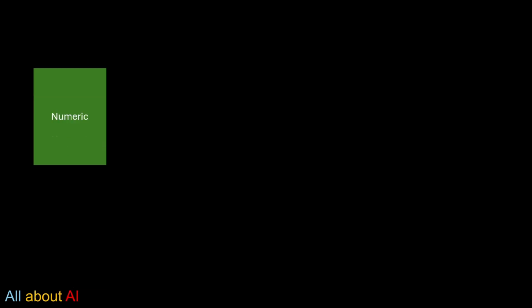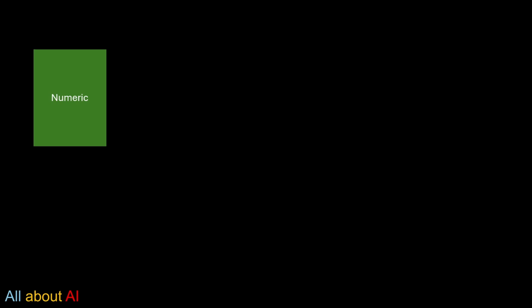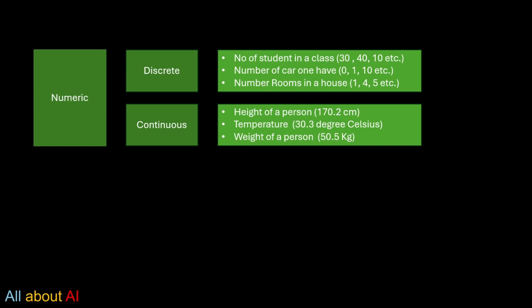Before we jump into understanding data, it's important that we understand various types of data. There is numeric data, which comes in two flavors, discrete and continuous. Number of students in a class, number of cars one would have, number of rooms in a house, all these are discrete numbers. Continuous numbers are like height of a person, which could be 150.6 centimeters, temperature, which could be say 34 degrees centigrade or 102 degrees Fahrenheit, or weight of a person, which could be say 60 kg. All these are examples of continuous data.